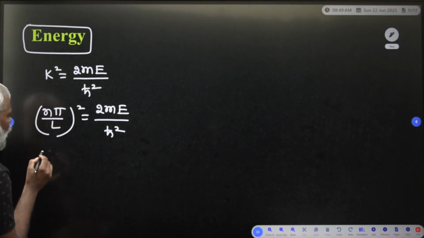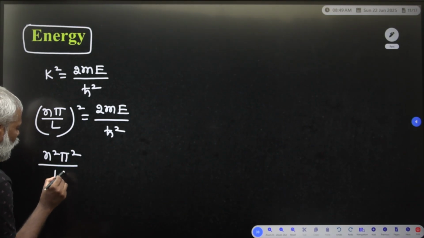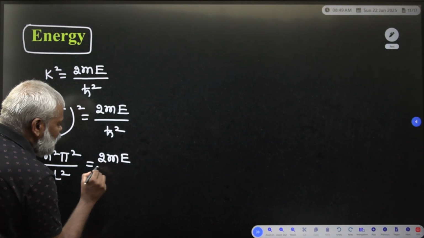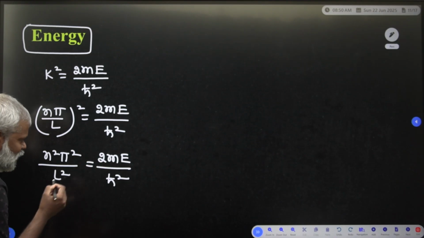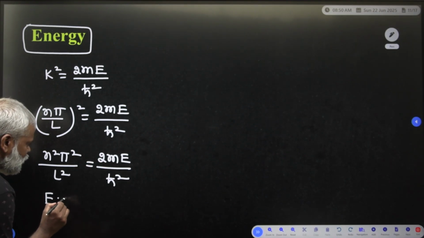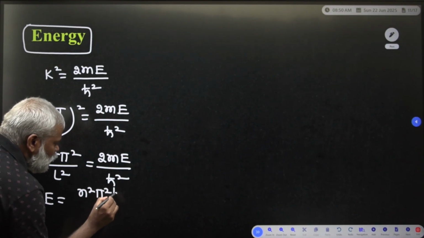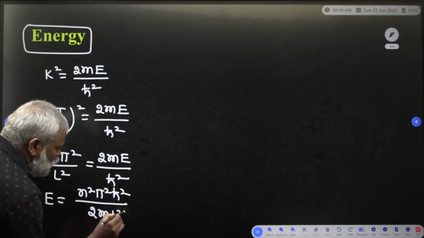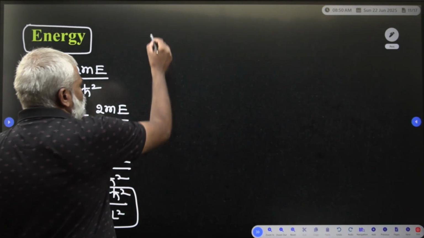Clear? So now n square pi square divided by L square is equal to 2m divided by h cut square. Therefore you have to rearrange this expression: E is equal to n square into pi square h cut square divided by 2m L square. This is the energy of a one dimensional box.